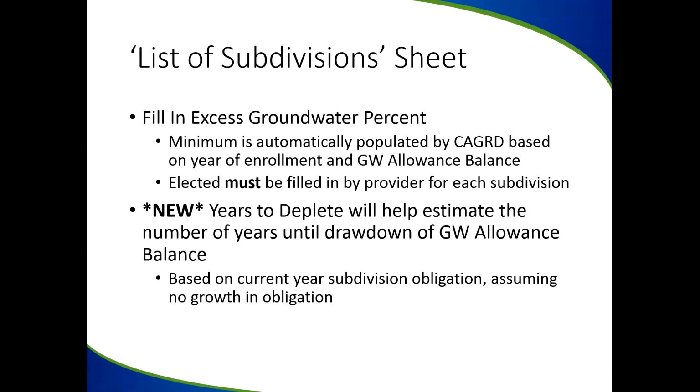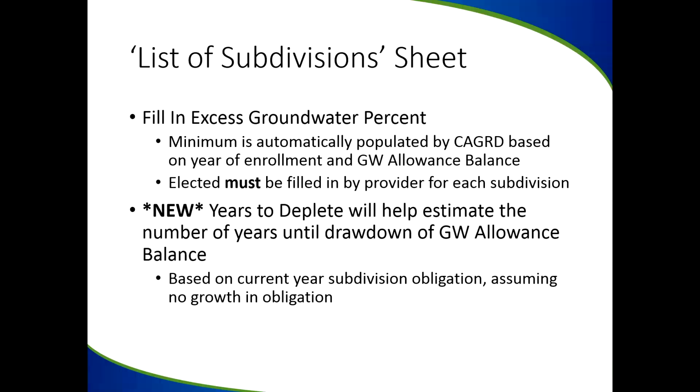Candy also went over the excess groundwater percent column. Again, the minimum is automatically calculated through our database, so that will be provided if there is a minimum, depending on the year that you enrolled. And the elected must be filled in for the provider for each subdivision. If not, as Candy showed, you'll have some errors on the side in that data validation column.